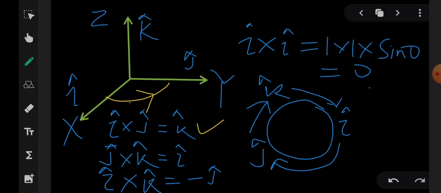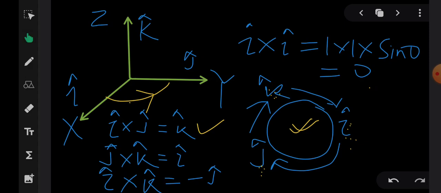So to find the cross product of two different base vectors, we can take the help of this idea. If you move from I to J, it will give you the next vector. So I cross J will be K, J cross K will be I, K cross I will be J. If you move in the opposite direction, it will give you the next vector with a negative sign. That is, J cross I is minus K, I cross K is minus J, K cross J is minus I.